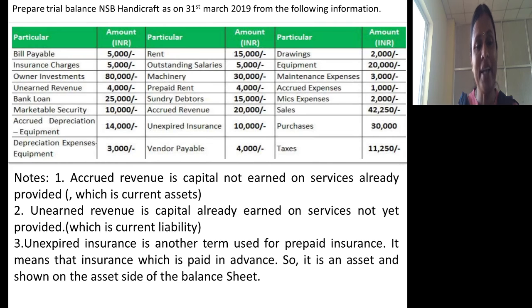Before preparing a trial balance, you must be in a position to understand which category a given account belongs to, whether it belongs to assets, liabilities, expenses, income, or capital. If you know that, it's so easy to prepare a trial balance.